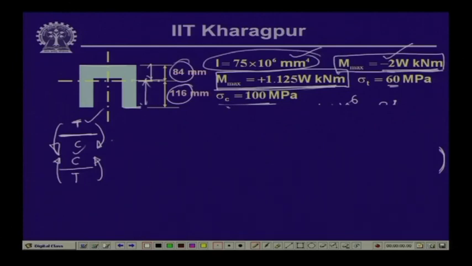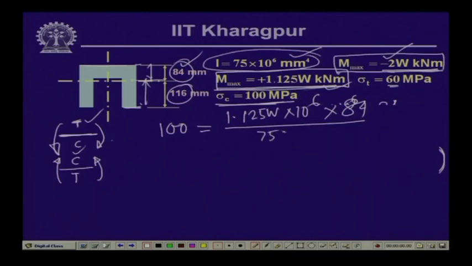So, if we compute the stress corresponding to the positive bending moment, the compressive stress at the top is equal to 100. This equals 1.125 W into 10 to the power 6 Newton millimeter, multiplied by the distance of the top fiber from the neutral axis, which is 84, divided by I, which is 75 into 10 to the power 6. Now, from this, if we calculate W, the value of W comes as 79.4 kilonewton.